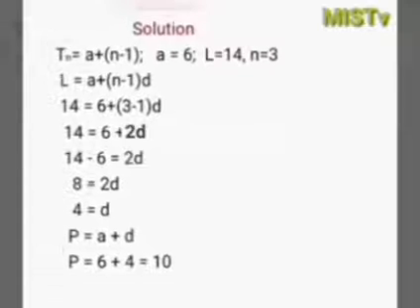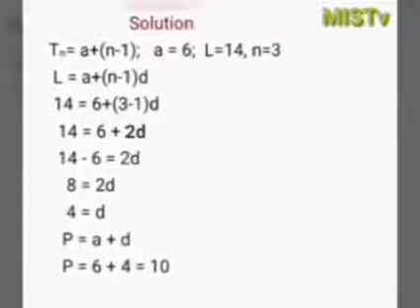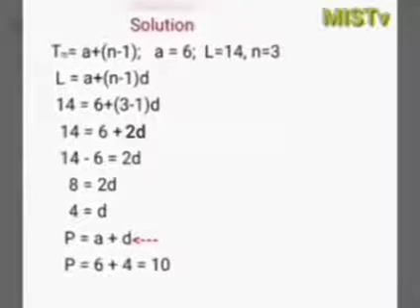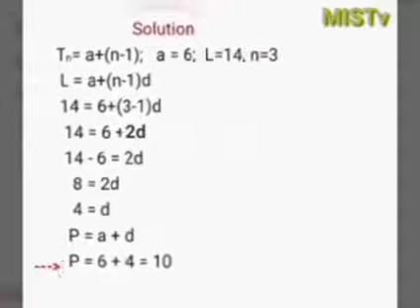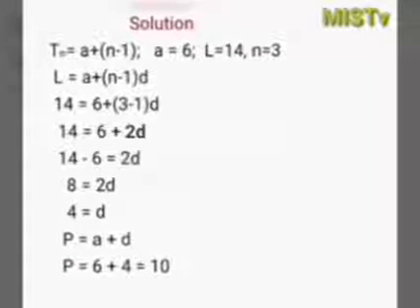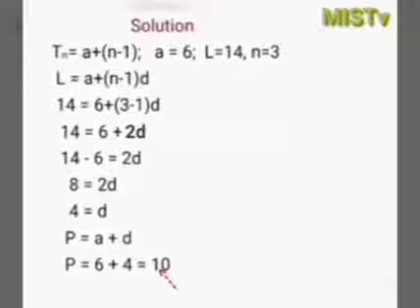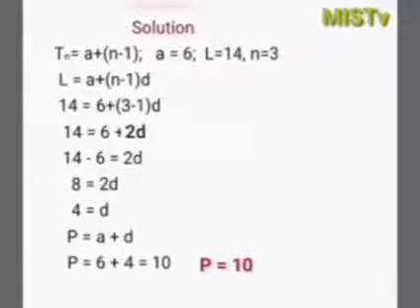Having gotten the common difference d, add the common difference d to the first term a to get p. Therefore, p is equal to 6 plus 4. 6 plus 4 is equal to 10. Therefore, p is equal to 10.